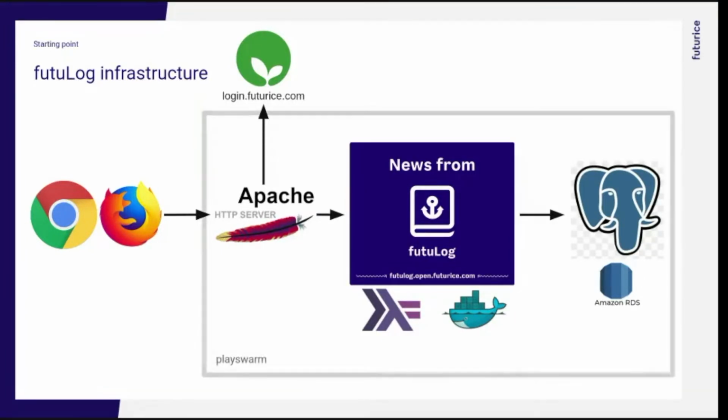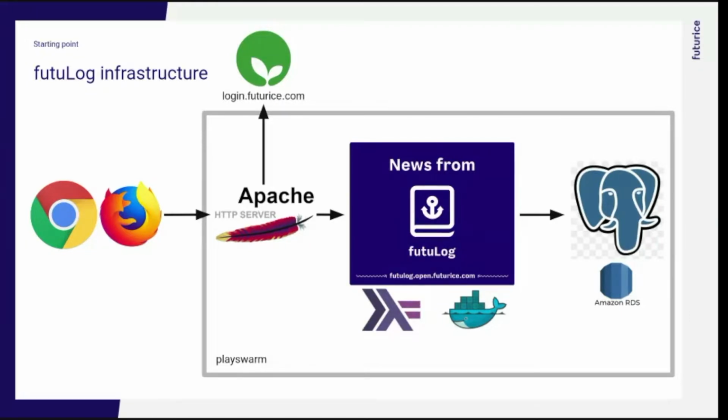And in fact, this infrastructure is called playswarm. It's something that IT offers for everyone here at Futurice. So if you go to play.futurice.com, you can see how you can use it for yourself to deploy anything. And you can decide if you want to have this authentication or not. A little bit has changed, we come to that later. So that is the starting point.